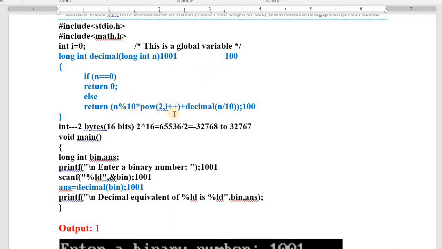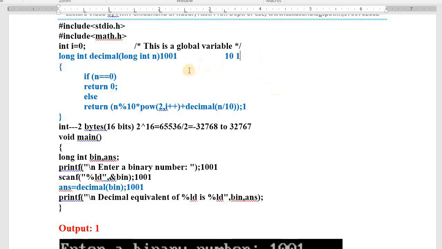Next 100 divided by 10. 100 by 10 is 10.0, which means 10. The third time I call with 10. Again 10 mod 10 is 0. 0 into 2 raised to 2. Again 10 by 10 is 1.0, which means 1. 1 I pass.